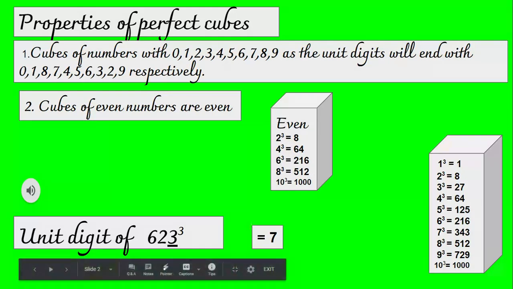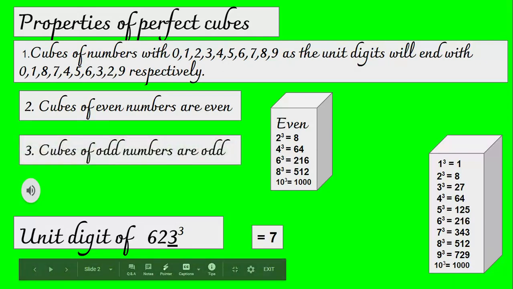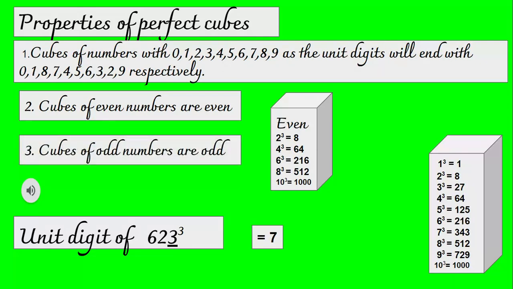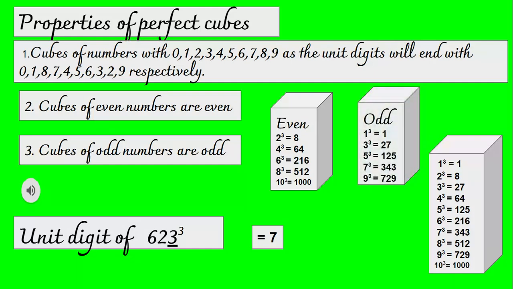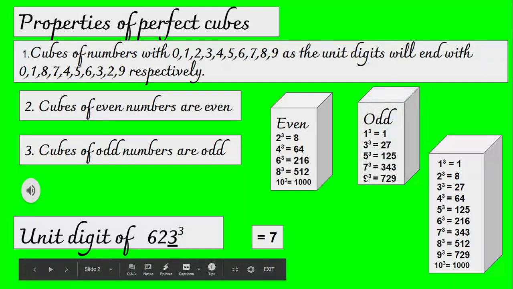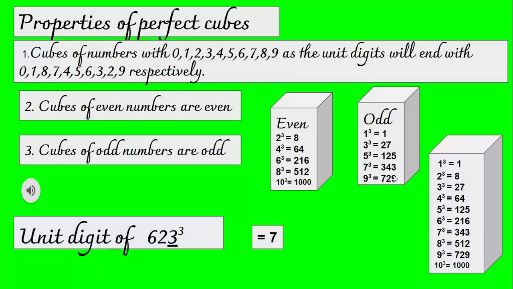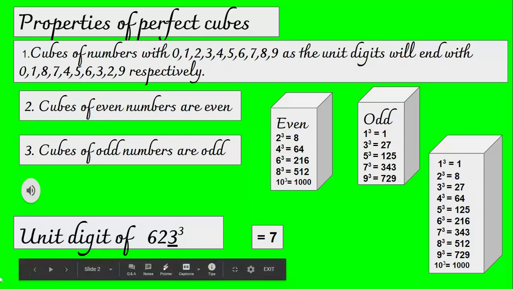Similarly, the third property is cubes of odd numbers are odd. That's because numbers like 1, 3, 5, 7, and 9 are odd numbers and their cubes also end with odd digits. How? The cube of 1 is 1. Cube of 3 is 27, so the number ends with 7. 5 cube is 125, so the number ends with 5. 7 cube is 343, so 3 is at the unit place. 9 cube is 729, so 9 is the unit digit.